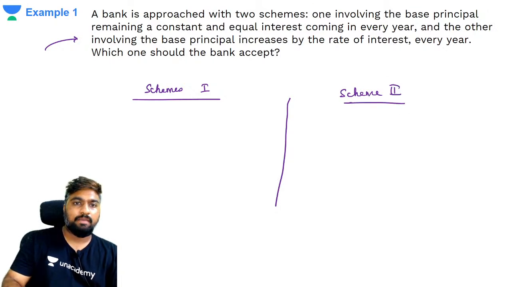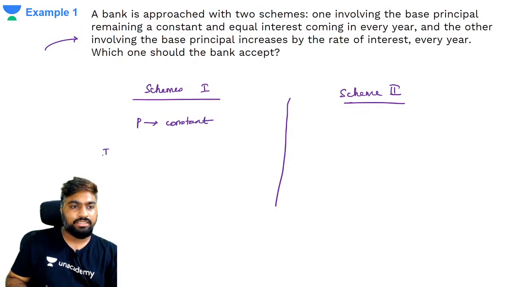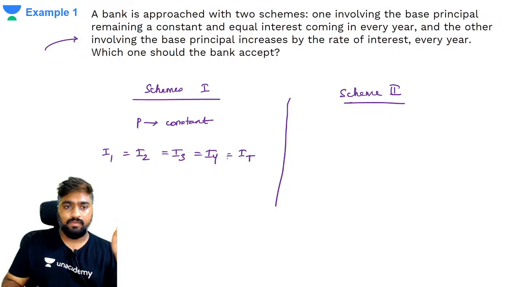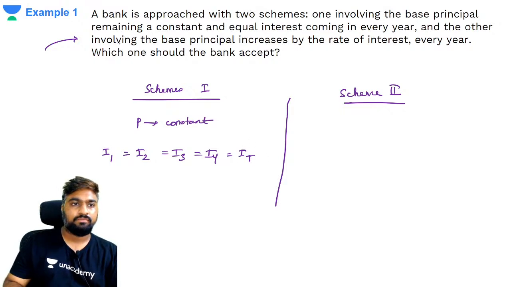In the first scheme, what happens? Involving the base principal remaining constant. Your principal remains constant, and equal interest coming in every year. So interest in the first year will be the same as interest in the second year, the same as interest in the third year, the same as interest in the fourth year, and so on. So for T years, the interest for the Tth year, let's say the 5th year, will be the same. And the other involves the base principal increasing by the rate of interest every year.